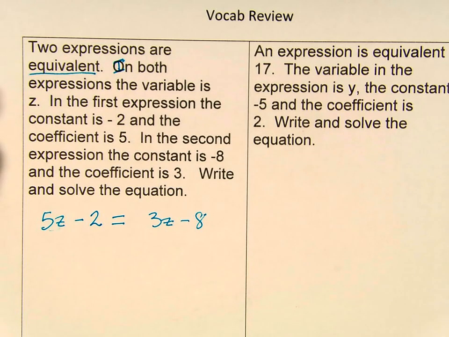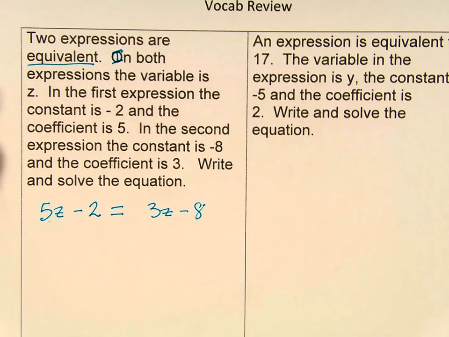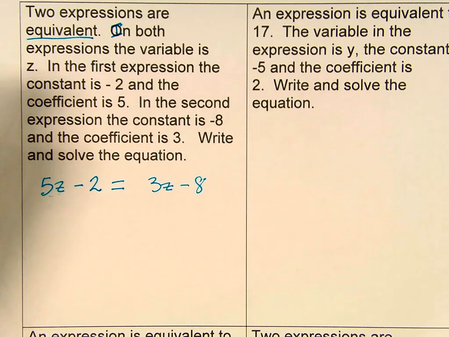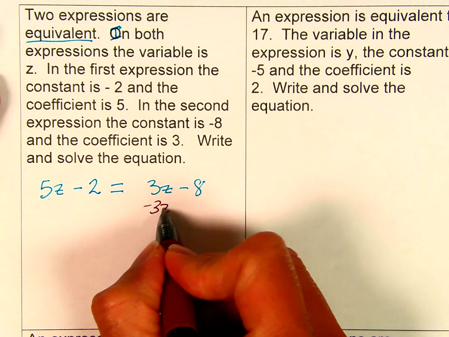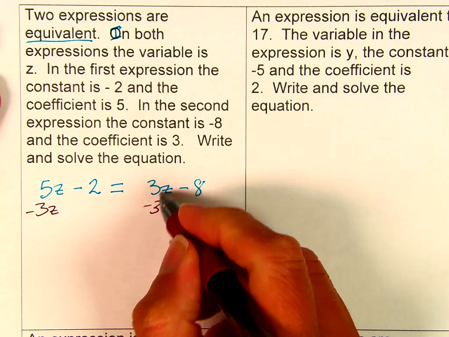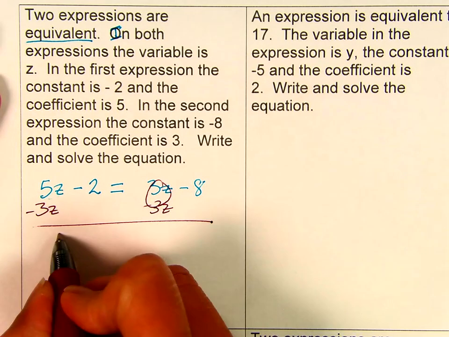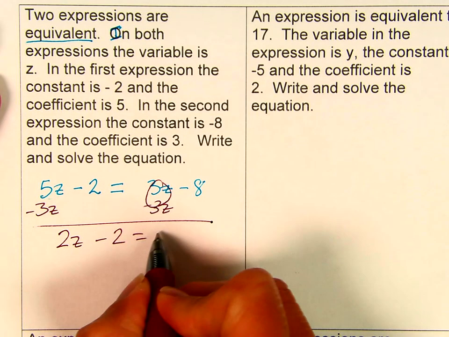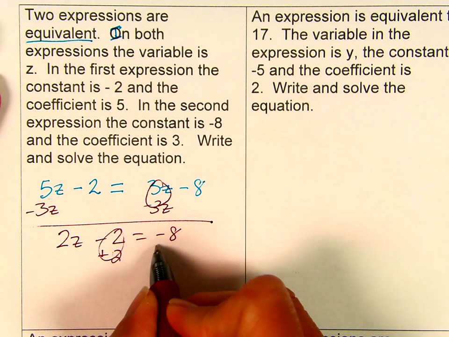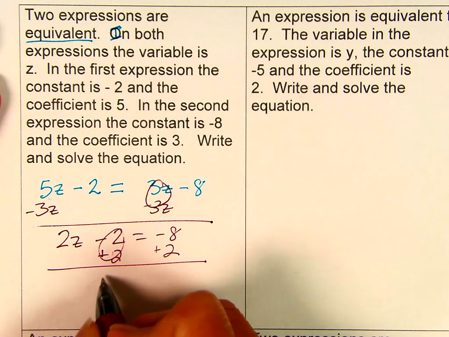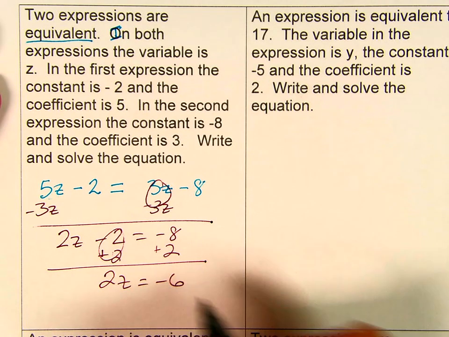Okay, so if you've got that, wonderful. Pause, try to solve it, or if you've already solved it, let's keep going. Now I need to get all my z's on one side, isolate the variables on one side, isolate the constants on the other side. So I am going to take 3z away from both sides, because that means I don't have it on the right side anymore. I just have 2z's on the left side. Now I'm going to add 2 to both sides because that gets rid of my -2. And I get 2z equals -6.